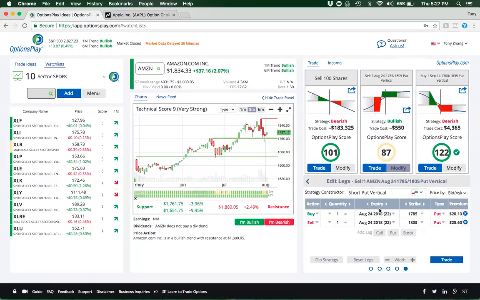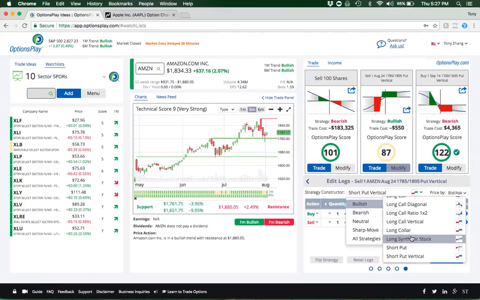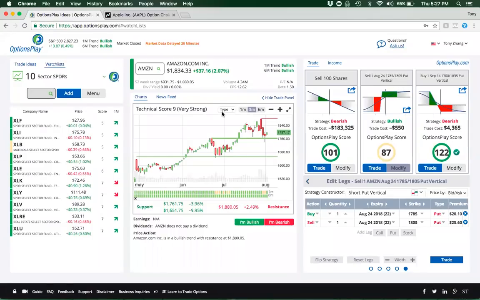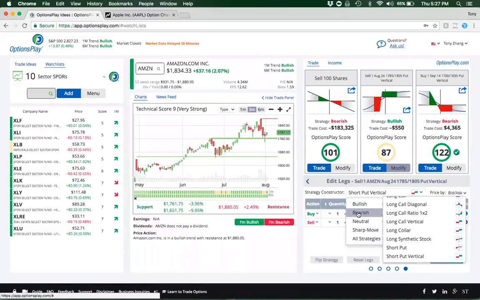So regardless of which strikes you choose and which expirations you choose, to set up a credit spread, Jerry, it does work. You just have to make sure you select the correct one. Short put vertical would be the one that you would select for a bullish trade. And if you're a bearish trade, you just click on bearish and then a short call vertical.